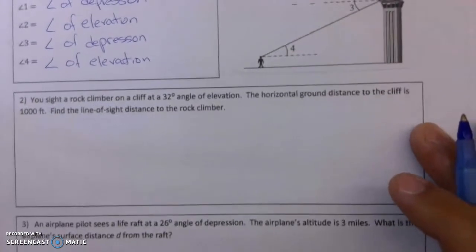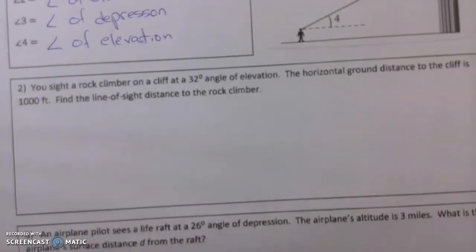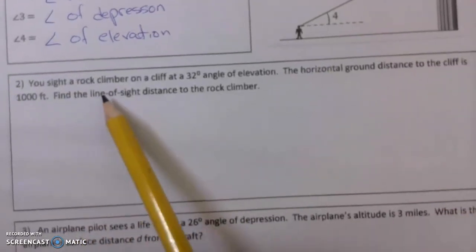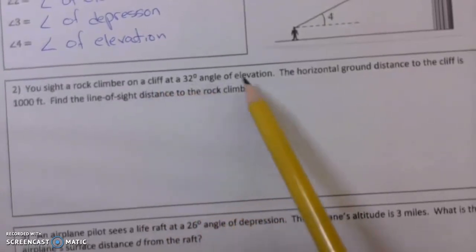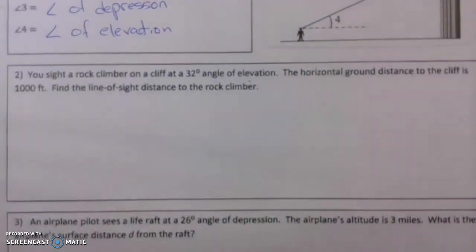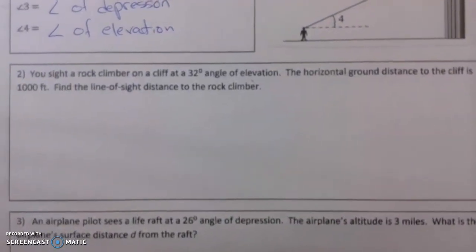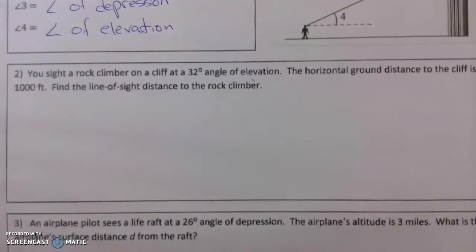Okay, now we're going to do two problems here that are basically word problems, and again, what we're going to do is read them, pick out the important words, and try to draw the picture here. Number 2, you sight a rock climber on a cliff at a 32-degree angle of elevation. The horizontal ground distance to the cliff is 1,000 feet. Find the line of sight distance to the rock climber. So let's try to draw this.